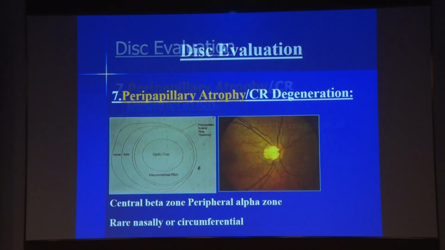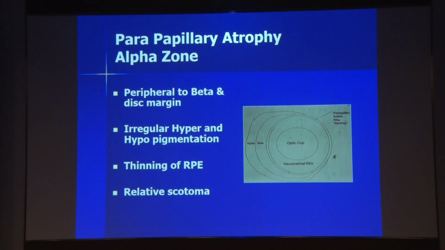The next thing is the peripapillary atrophy or the chorioretinal degeneration. What is this peripapillary atrophy? Generally there are two types: the central beta zone and the alpha zone. It is very rarely seen nasally or circumferentially; peripapillary atrophy is generally seen on the temporal side. The one closer to the disc is the beta, and the one in the periphery is the alpha. The alpha zone is peripheral to beta, and irregular hypo and hyperpigmentation can be seen in this zone.